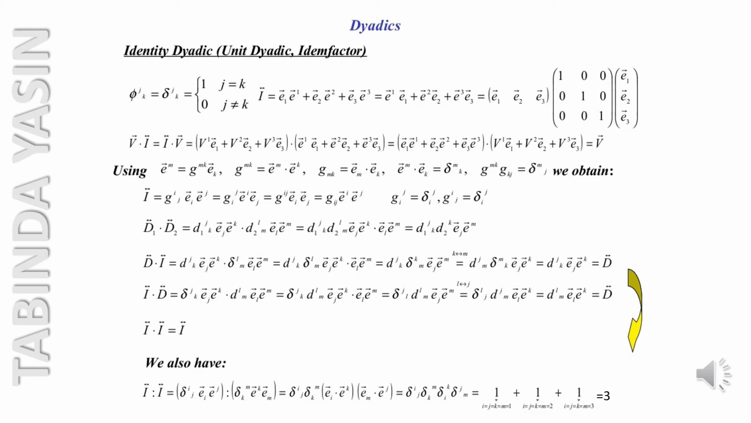The values are written below. When i is equal to j is equal to k, that is 1, and for i, j, k equal to m, that is equal to 3. So 1 plus 1 plus 1, every quantity has a value of 1, so all of them are added and we get a resultant of 3.